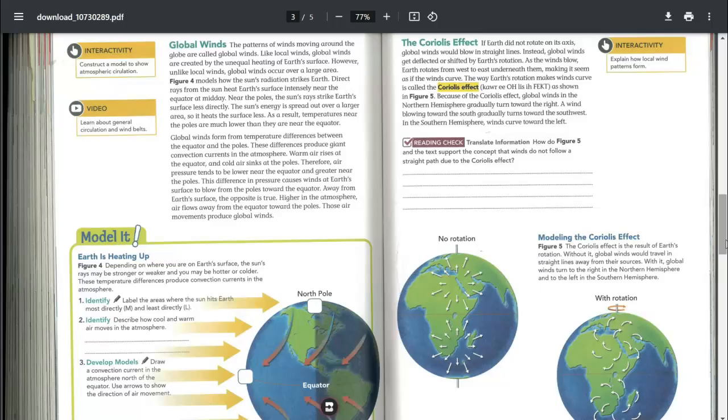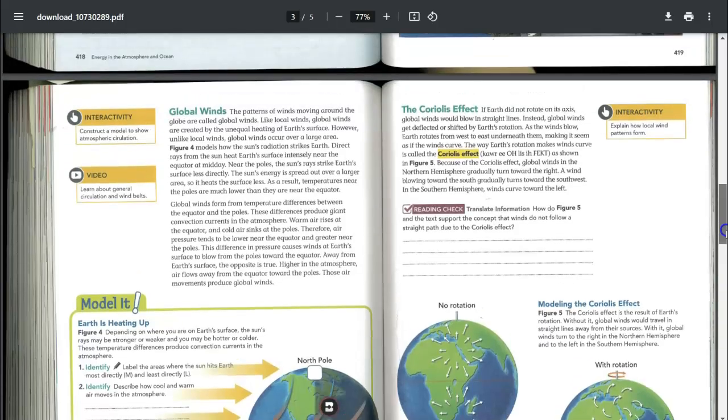This difference in pressure causes winds at Earth's surface to blow from the poles towards the equator. Away from Earth's surface, the opposite is true. Higher in the atmosphere, air flows away from the equator towards the poles. Those air movements produce global winds.